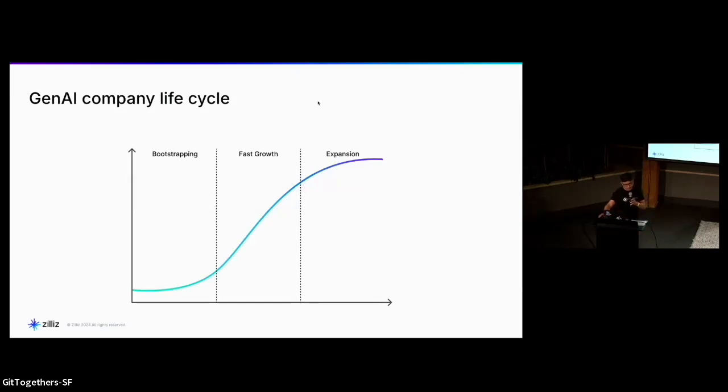This is a typical set of stages for any startup, and I think GenAI companies are not an exception. First bootstrapping, then if you really have a hit, you will have very fast growth, and then you will expand geographically and also try to expand your business by offering more products.